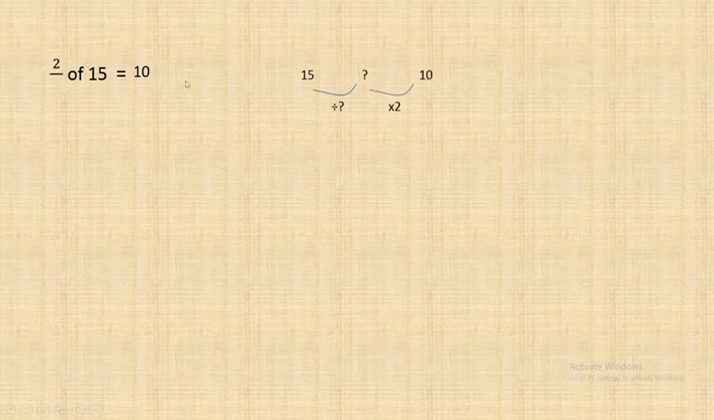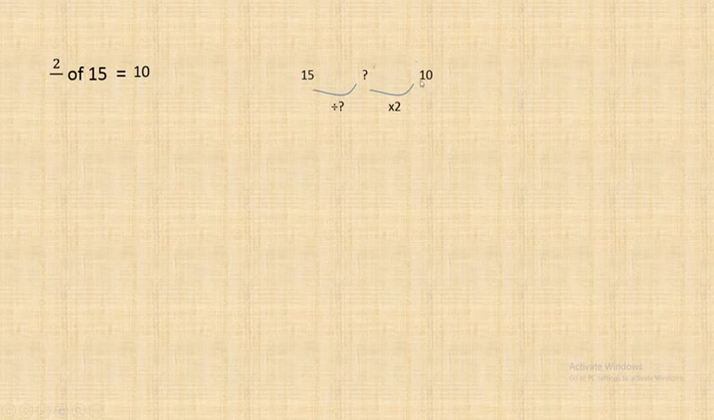Here's another kind of question. 2 over something of 15 is going to be equal to 10. How to solve it? By the same method that we solved last time. 15 here, I will divide it by something that I don't know, and the answer I will multiply by 2, so I will get 10. So if you walk in the inverse operation, if you just walk in the opposite direction, you will get the missing number.